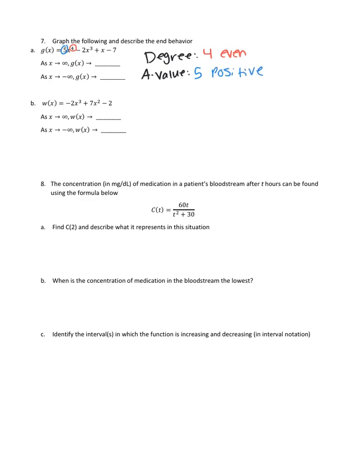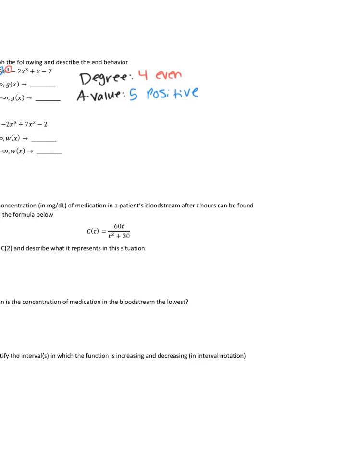So the degree is going to tell you even or odd. So is my graph pointing in the same direction or different directions? And the a value is going to tell you, is it positive or negative? So am I going up or am I going down? So just to kind of sketch this out, since our degree is even, that means both ends of my graph are going to go in the same direction. Since 5 is a positive number, that means both ends of the graph are going to go up. So my graph is going to look like this.